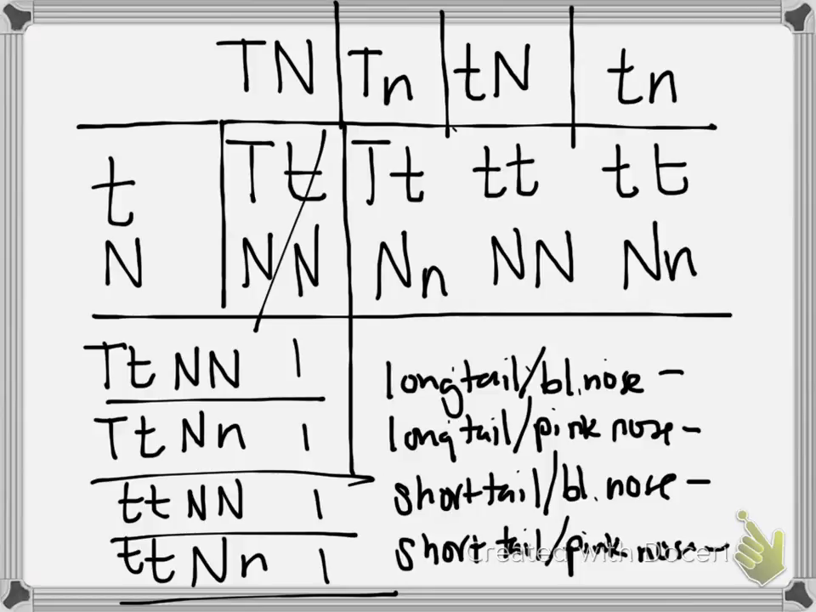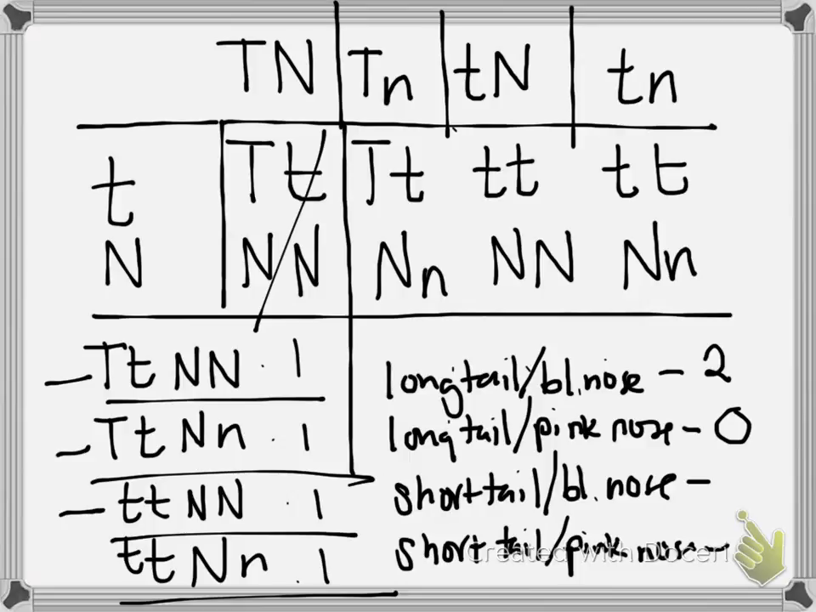We have long-tail black nose, long-tail pink nose, short-tail black nose, short-tail pink nose. If we look at our 4 genotypes for our offspring, looking at this first one, long-tail or short-tail? Long. What color's the nose? Black. And looking at the next one, also long-tail black nose. So we have 2 long-tail black nose. How many long-tail pink nose do we have? 0. Nobody has a pink nose. None of these 4 have pink noses.